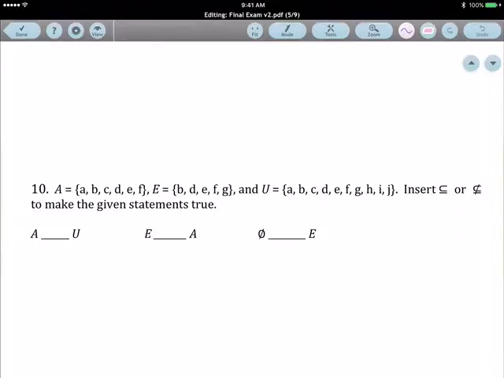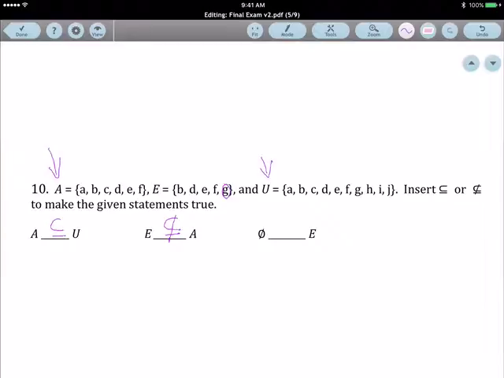So our first one here says A blank U. The way you want to think of it is it's a subset if everything that's in the first set is also in the second set. Is everything in set A also in set U here? Yes. So you put the is a subset symbol. Next, for set E, is everything that's in set E also in set A? Nope. Because of G, G is in set E, but it's not in set A. So here we put the is not a subset symbol with that.